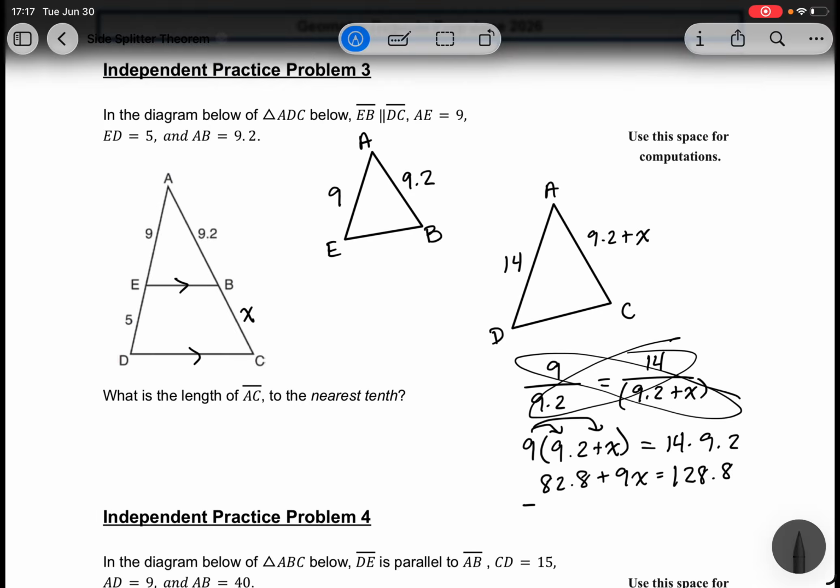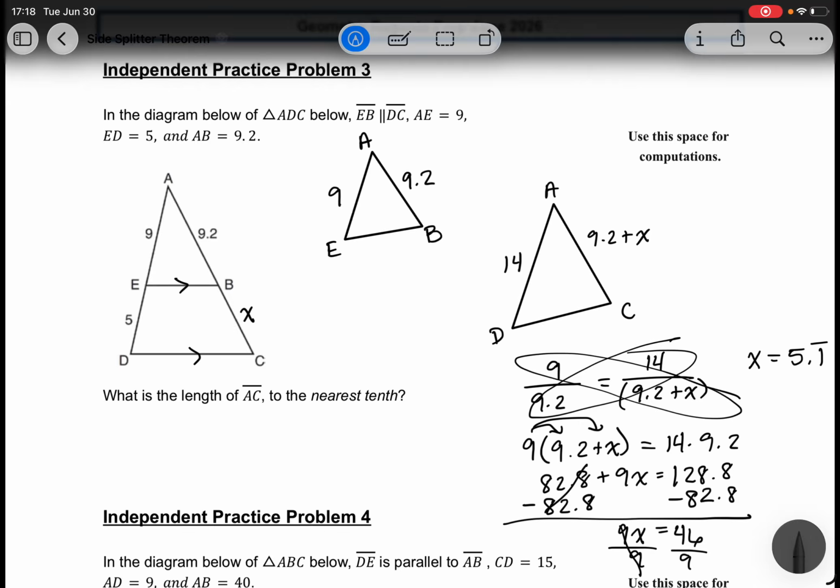We're going to move this 82.8 to the other side by subtracting both sides by 82.8, which will cancel that out and leave us with 9x equals 46. Divide both sides by 9. And you should have gotten, not a variable, a decimal. x equals 5.1 repeated.